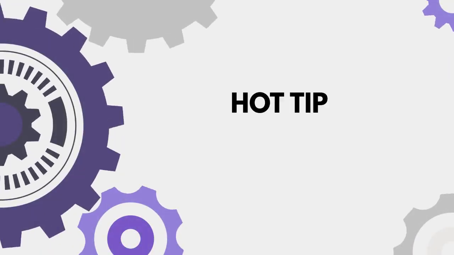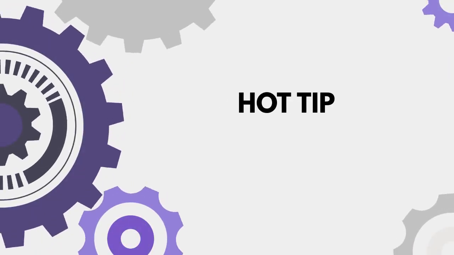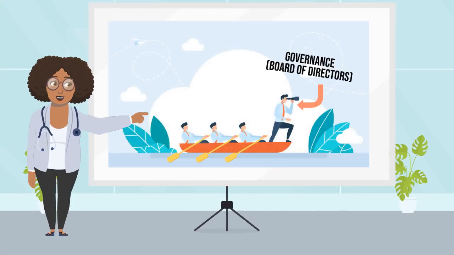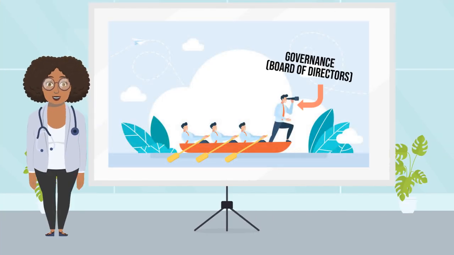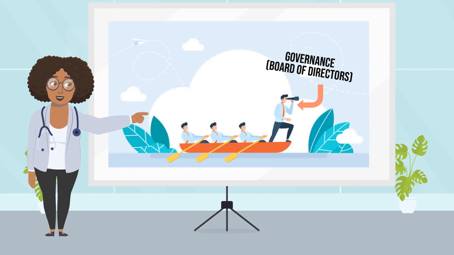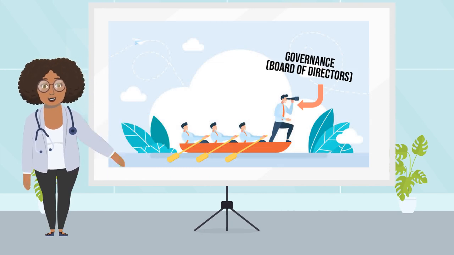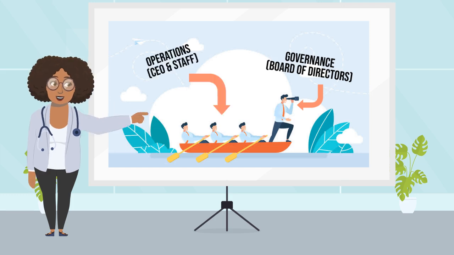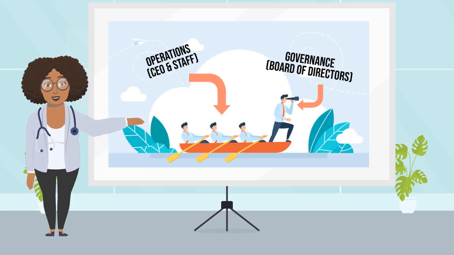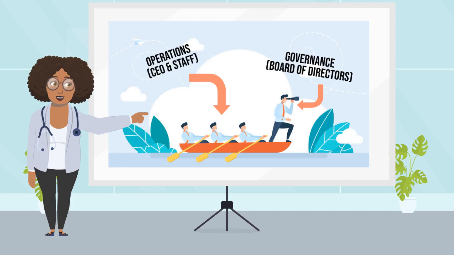Time for a hot tip. Think of governance as a boat captain. They're steering the ship, looking ahead to see where the ship will go next and the best path to get there. The operations are the crew. They row the ship, focusing their efforts on making sure the vessel is in constant motion on that path.